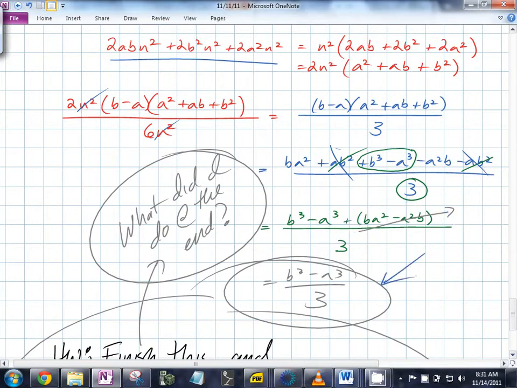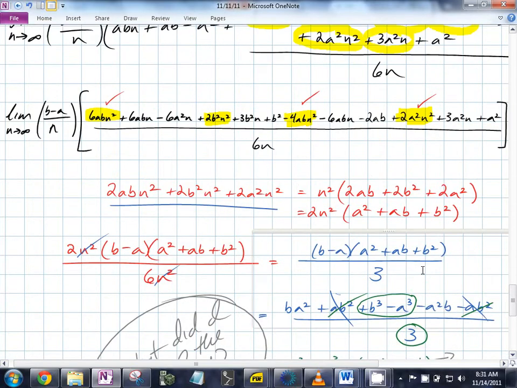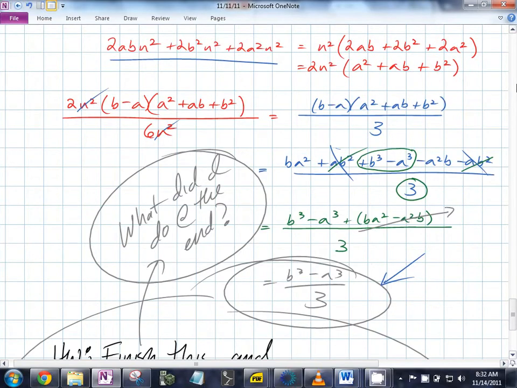The way I made this process a little easier is that I just ignored some parts. You understand the parts I ignored? I ignored all the things with just n in them, or with no n in them. Why was I allowed to? Yeah, as you take n to infinity, they become infinitesimally small and inconsequential. So I didn't pay attention to them. I only looked at the things with n squared, multiplied it out, and what was I left with? Just b cubed minus a cubed over 3. That's where it comes from.